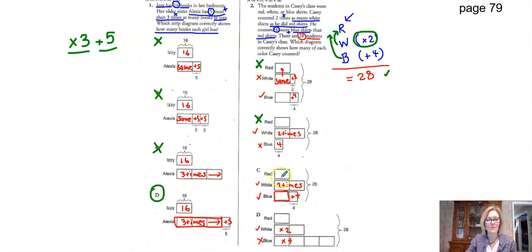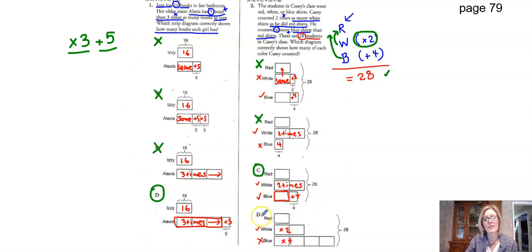Let's look at it again. Oh, here's red's box again. White is 2 times because it takes 2 of the red boxes. And then blue has a same size box as red, and then a little 4 added on to the end. This looks like it's the one that we need. I'm going to circle that one up.